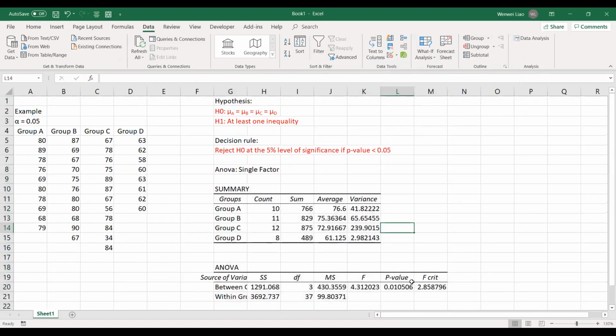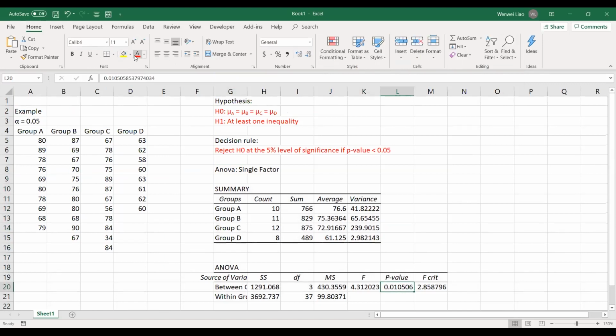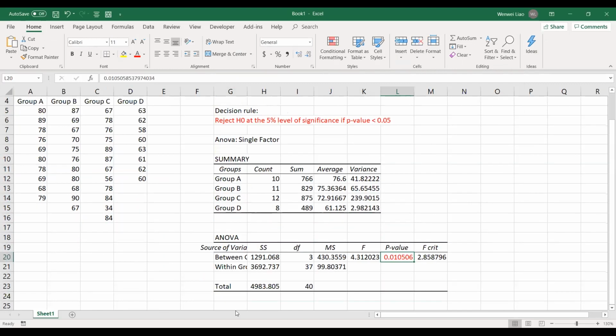And as you can see, p-value equals to 0.01, which is smaller than 0.05. So our conclusion should be the null hypothesis is rejected at 5% level of significance.